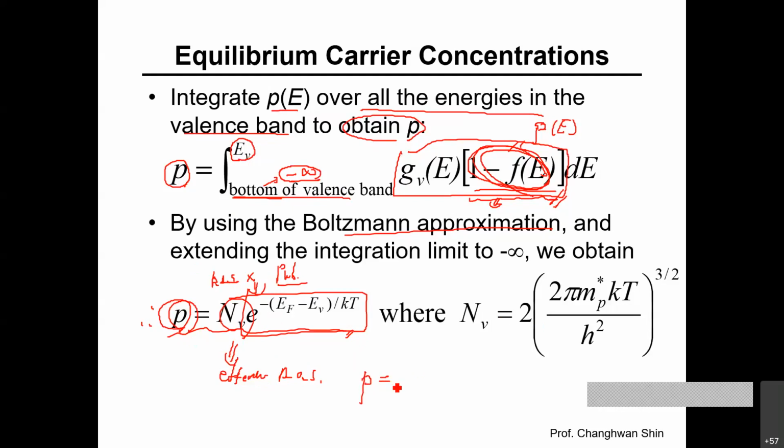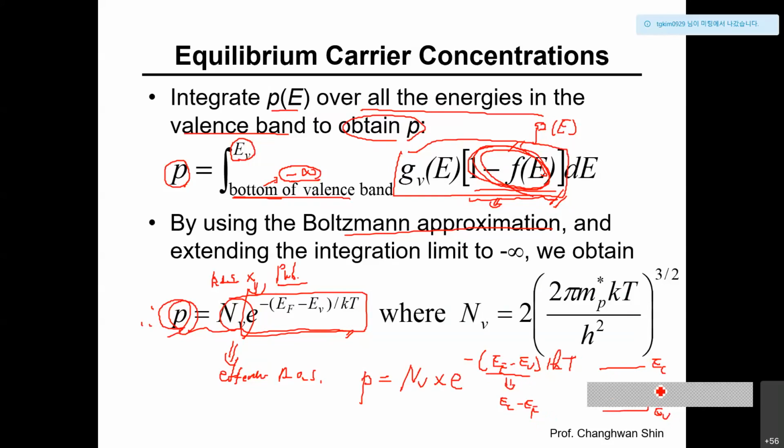The hole concentration in pure silicon is the effective density of states of the valence band times exponential minus what? This time EF minus EV over KT. Previously, it was EC minus EF. How to memorize it? Always imagine the energy band diagram. In pure silicon, EC is always top, EV is always bottom. So EC minus EF or EF minus EV, and you will not confuse yourself. So always remember this equation.